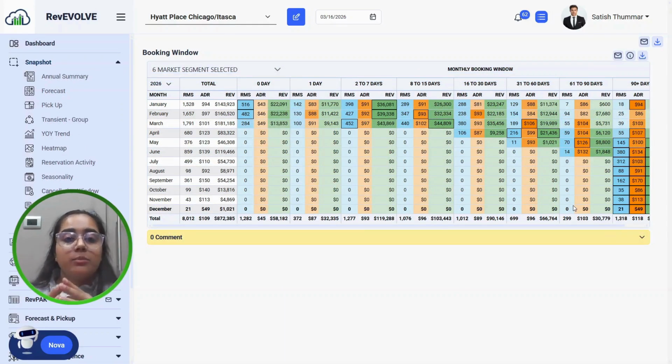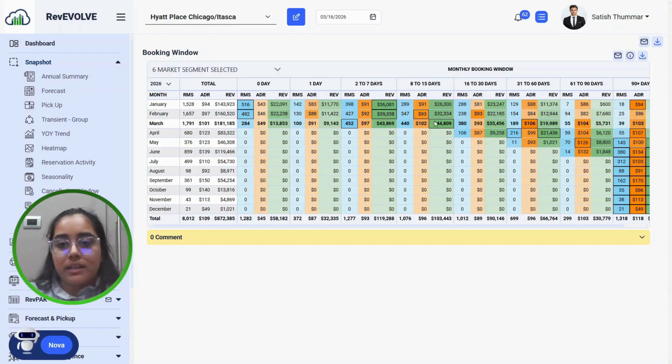Once we understand the booking window distribution, it becomes much easier to take clear revenue actions. For example, looking at January through March, we can see that the most revenue comes from the 2 to 7 day booking window. In February alone, this window generated around $39,000 in revenue, and this suggests strong last minute demand. So, pricing should be actively optimized during the final week before arrival.